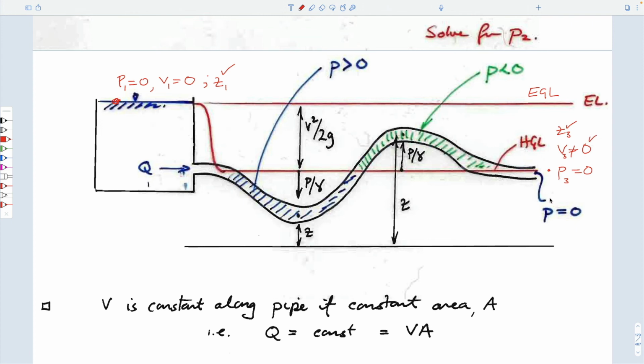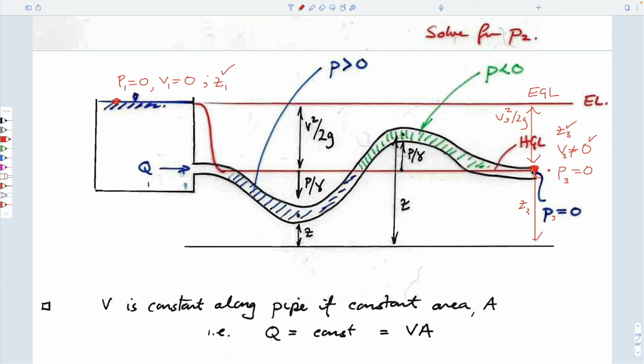So we can get this magnitude here. We know by definition that the velocity head, V3 squared over 2g, must take up this full amount here. This full amount must be equal to the elevation because we know that P3 is equal to 0. And so by definition, this must be the hydraulic grade line.